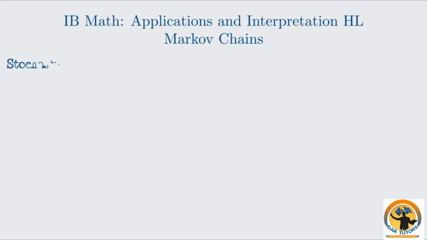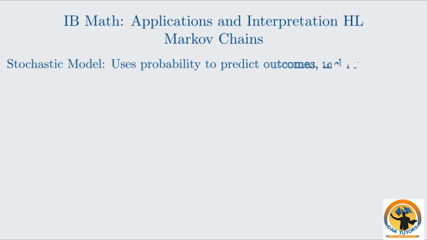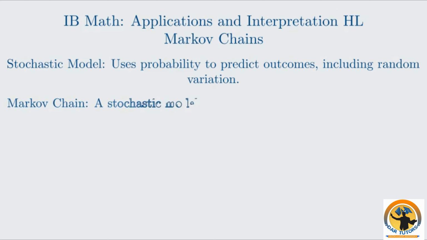So, a stochastic model uses probability to predict future outcomes. Unlike the exact function-based models we've seen before, stochastic models acknowledge the inherent variation in real-world systems. A Markov chain is a particular type of stochastic model. By the end of this scene, you will be able to define what a Markov chain is. A Markov chain is a stochastic model that describes a sequence of random events evolving over time.